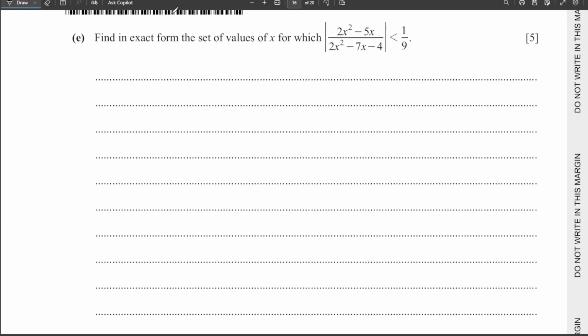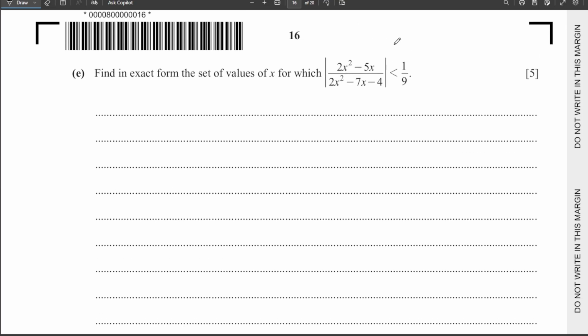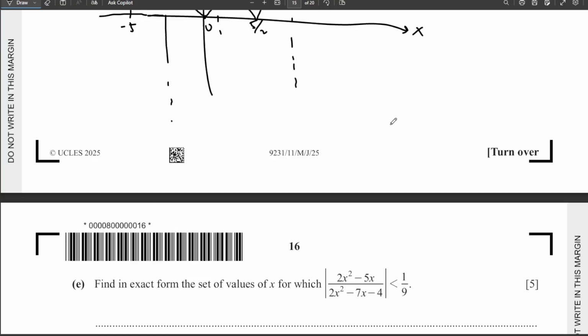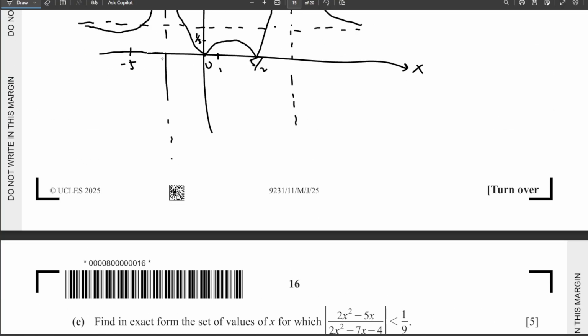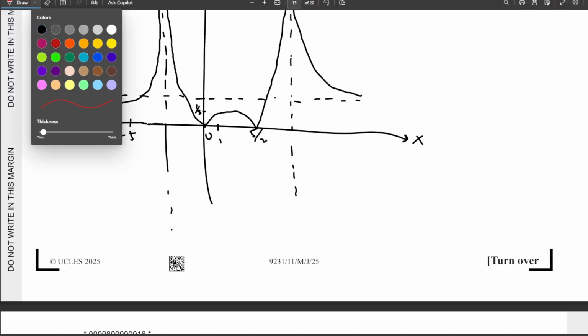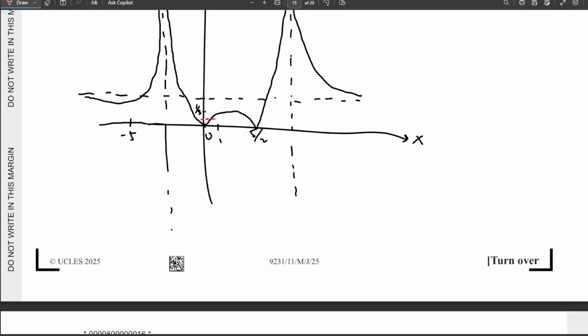And find in exact form the set of values for x for which this modulus inequality is true. Okay, so we sketch this, and it gave us some hint. 1/9, 1/9, maybe I use red color, so it's around somewhere here. What we are aiming to find is the critical values here, here, here, and here. So we want less, meaning in between. So x is in between these two values. x is in between these two values.